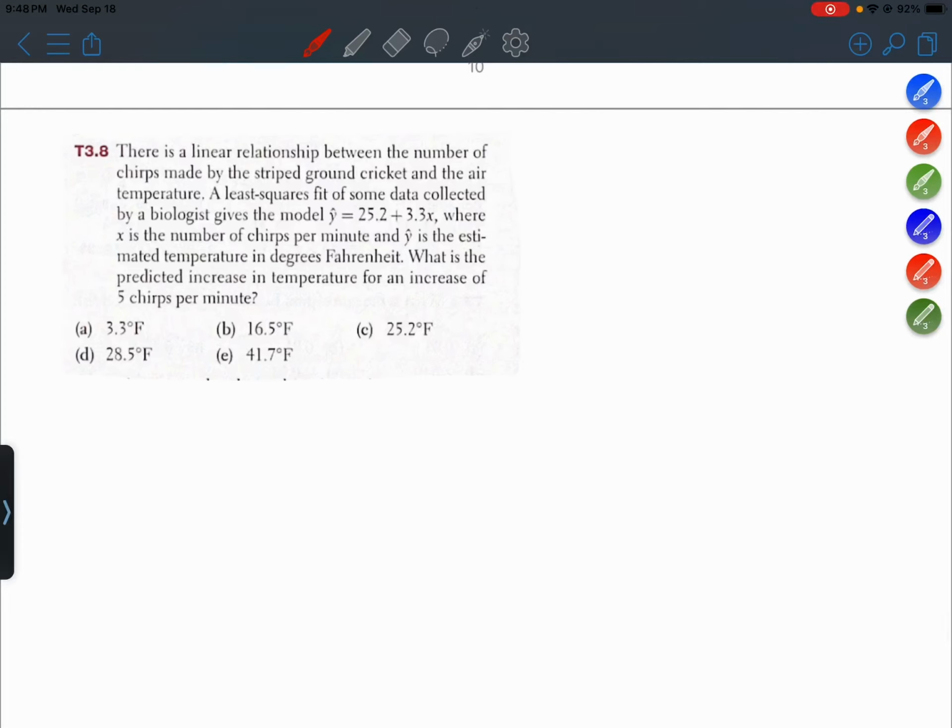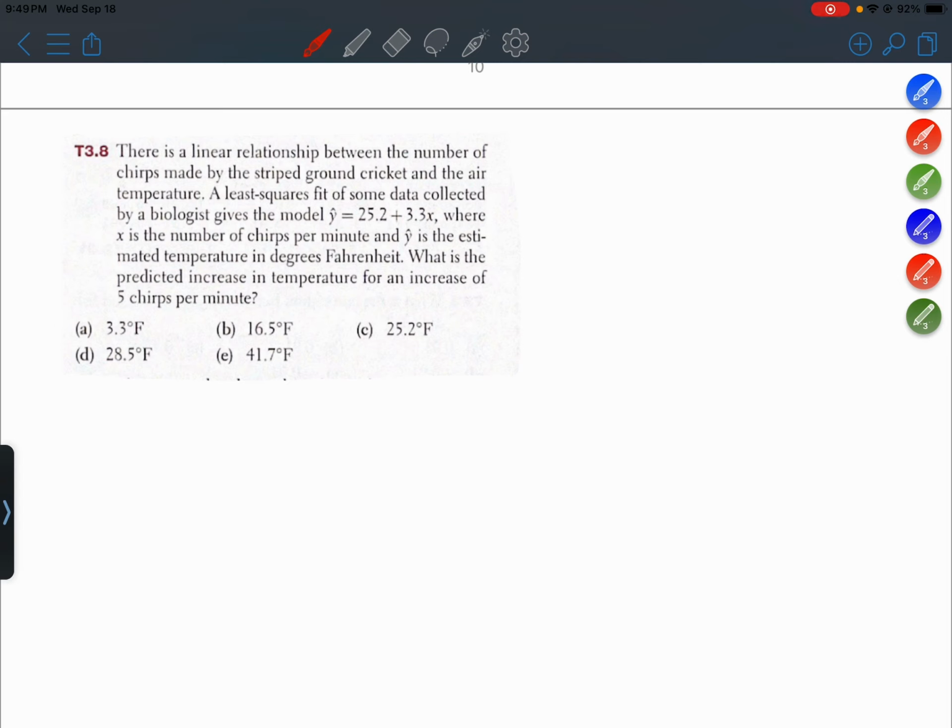3.8. There's a linear relationship between the number of chirps made by the striped ground cricket and the air temperature. A least squares fit of some data collected by a biologist gives the model y hat equals 25.2 plus 3.3x, where x is the number of chirps per minute and y hat is the estimated temperature in degrees Fahrenheit. What's the predicted increase in temperature for an increase of 5 chirps per minute?